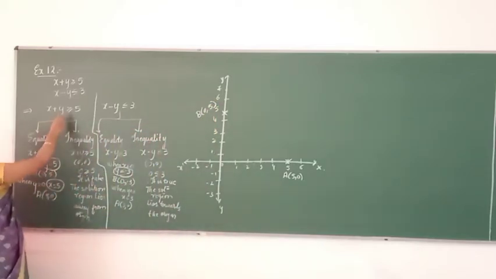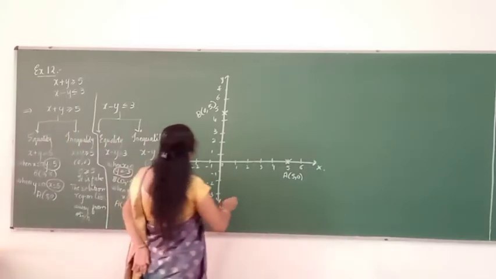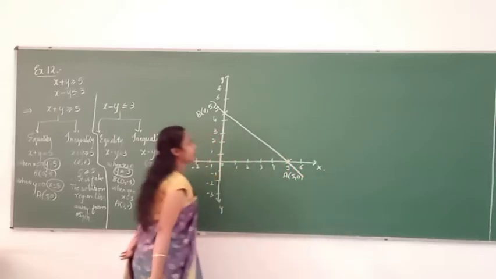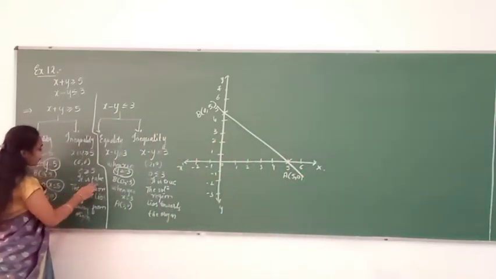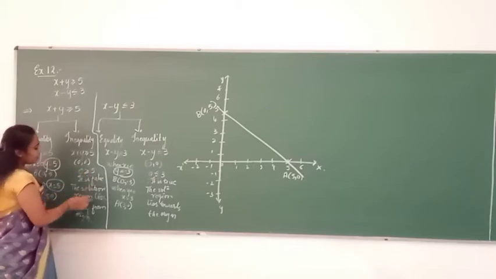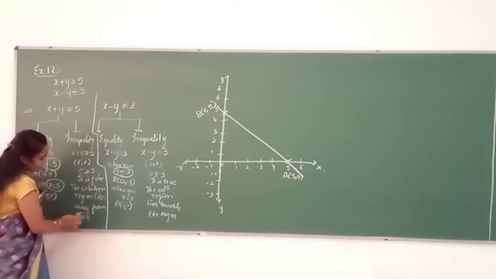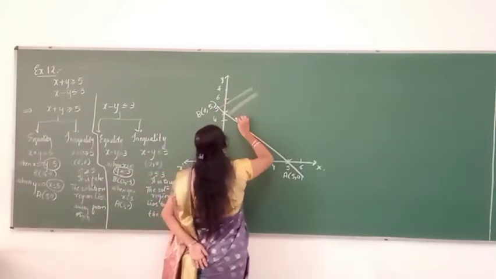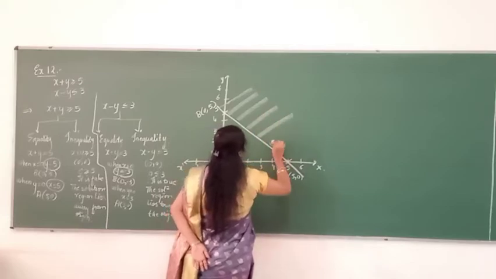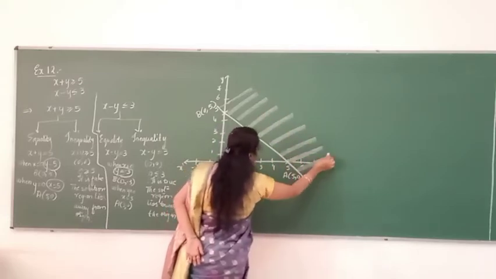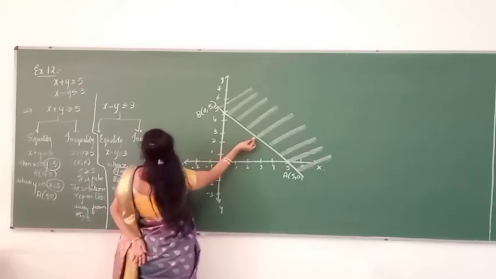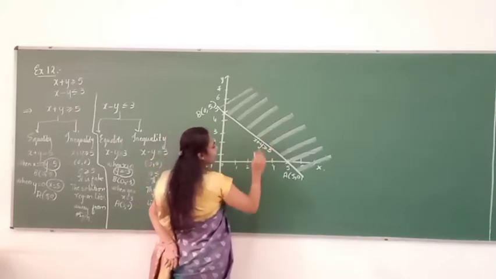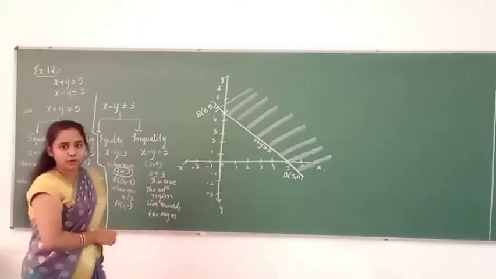For this inequality we have greater than or equal to, so it will be a bold line. And just check, it is false because 0 is not greater than or equal to 5. So the solution region lies away from the origin. So if it lies away from the origin, it will be in this manner. You need to write the inequality as x plus y is greater than or equal to 5. This is the bold line for the inequality x plus y is greater than or equal to 5.